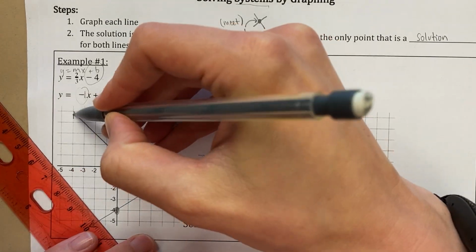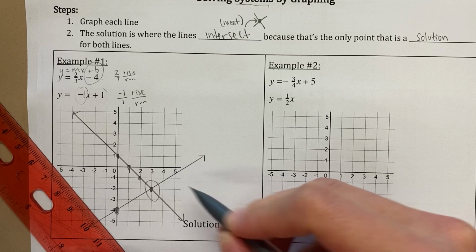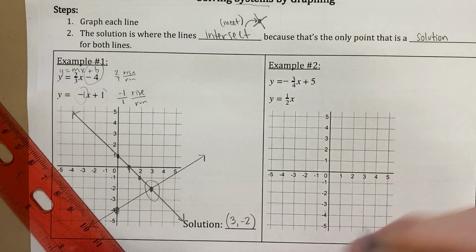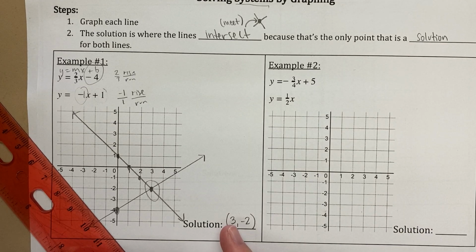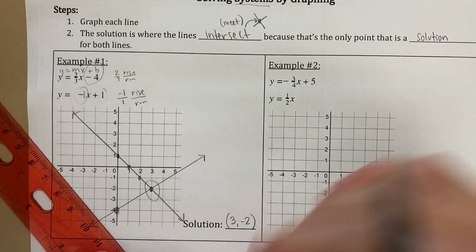And they're going to intersect right here. And that is the solution to these two equations. So the solution is this point, 3, negative 2. And if you want to double check, you could even take this x value and this y value and plug it into this equation, and you would find that both equations are true.